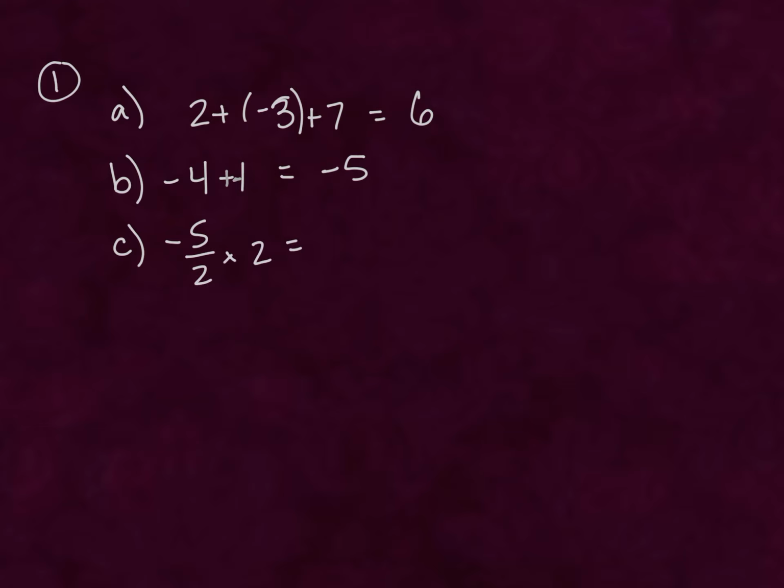In this one, there is an invisible 1 under the 2. -5 times 2 is -10, and 2 times 1 is 2. -10 divided by 2 is -5.